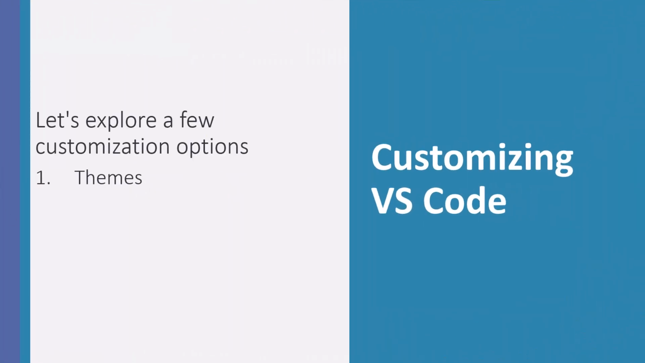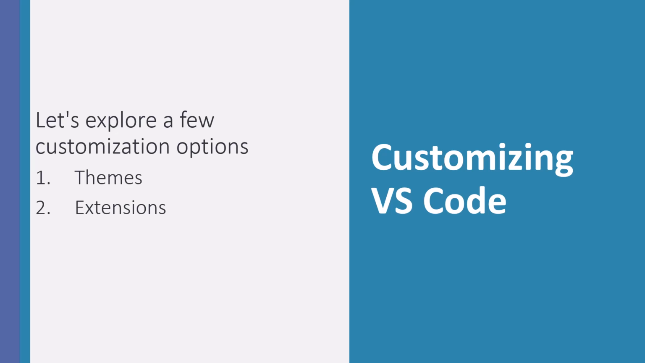So customizing your editor can significantly enhance your productivity. Let's explore a few customization options. Themes. VS Code supports various themes. To change your theme, go to File, Preferences, and Color Theme and choose one that suits your style. We have already covered this part in a previous lecture on customization after setting up Visual Studio Code.